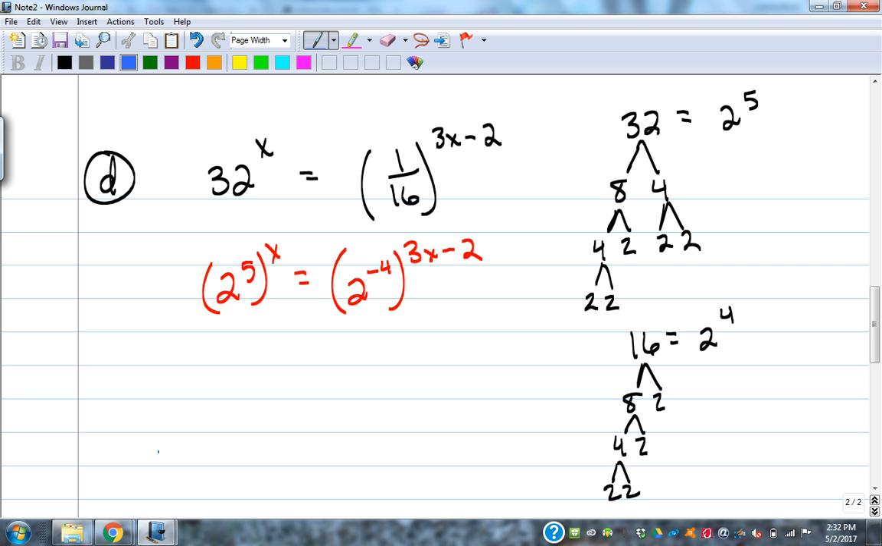All right, that's 2 to the 5x equals 2 to the negative 12x plus 8. Check my math. I won't screw another one up. 5 times x is 5x. I got that side right. This side would be negative 12, and that is positive 8. Okay, so I got that right. And then I just set them equal to each other.